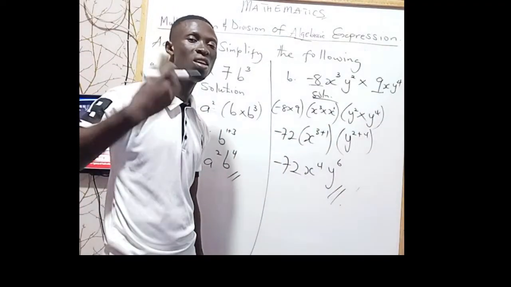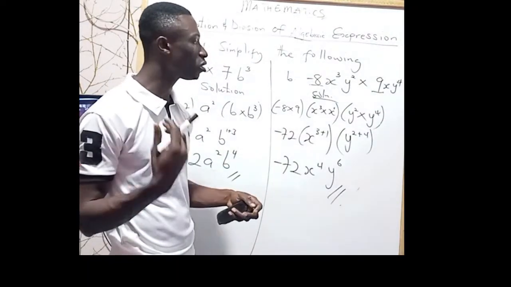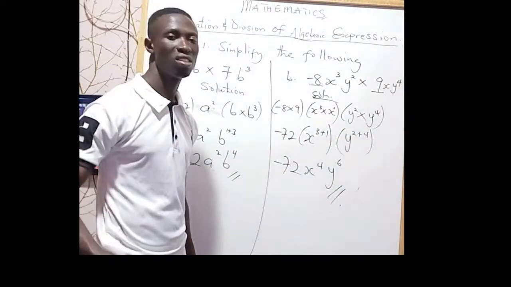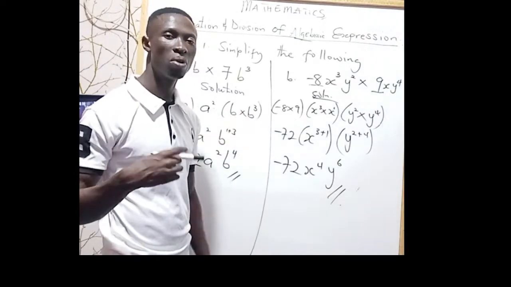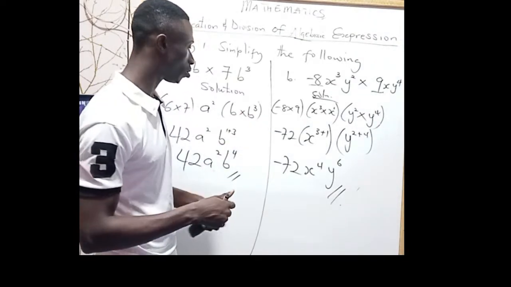You see, the same y, it means the same y is multiplying itself 2 times, y squared, and the other y is multiplying itself how many times? 6 times.